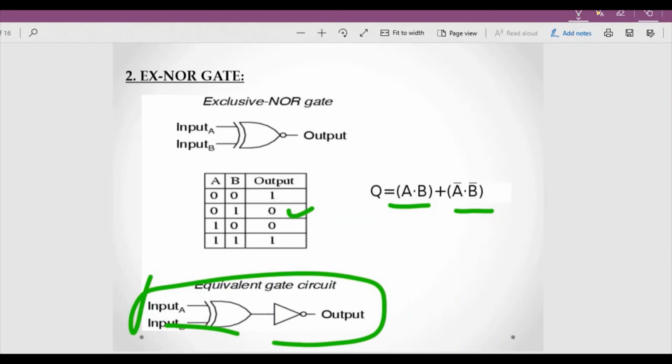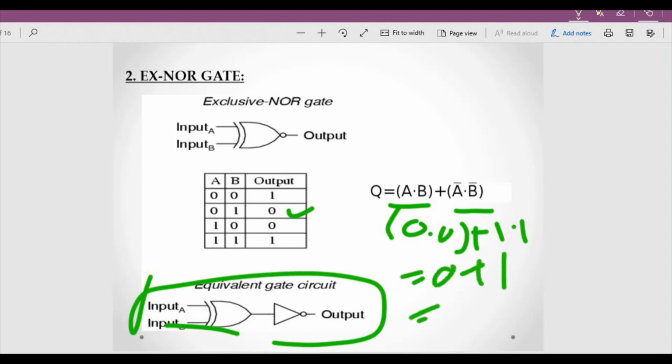Okay. So we will prove in this case also, taking 0, 0. So a and b are 0. So you are getting 0 into 0 as 0, plus both complements, that is nothing but 1 into 1. So you are getting 0 plus 1, and ultimately you are getting 1. Okay. So this first case is proved for us.